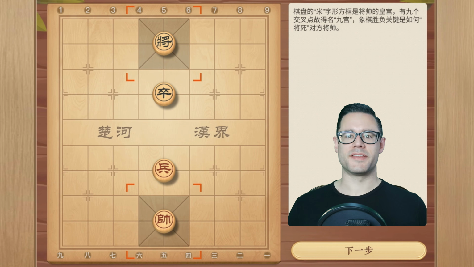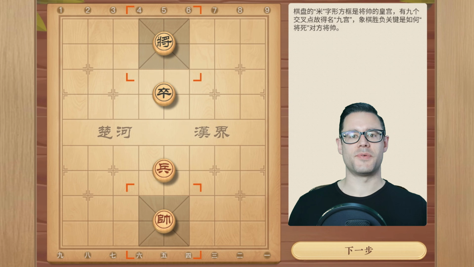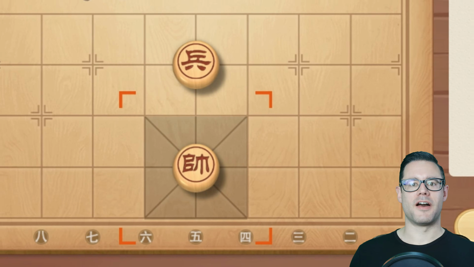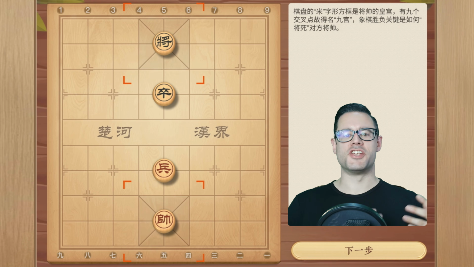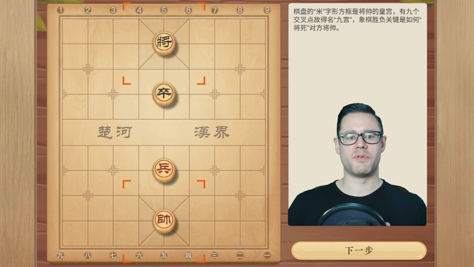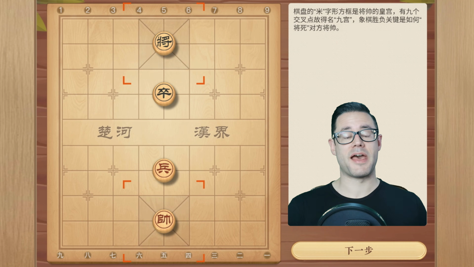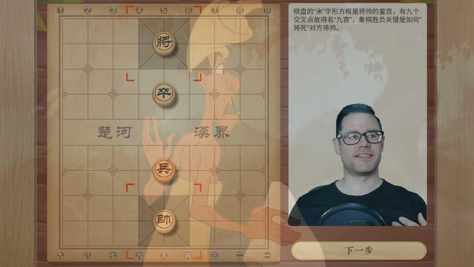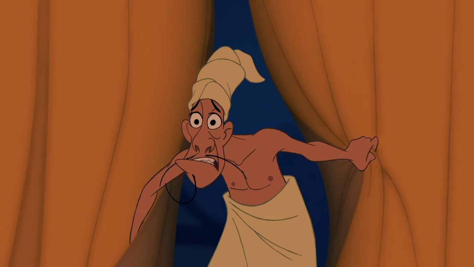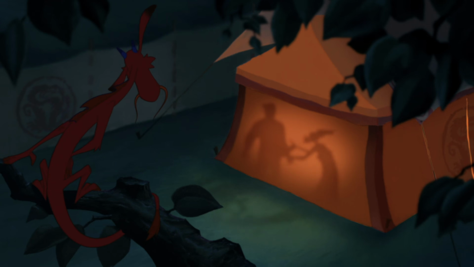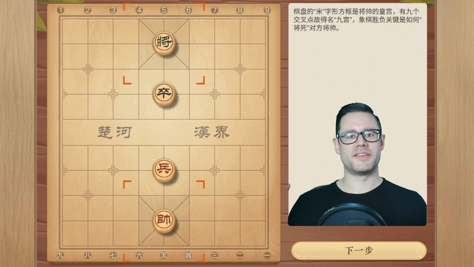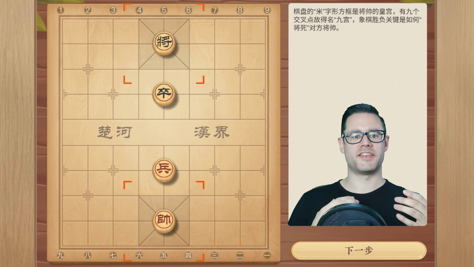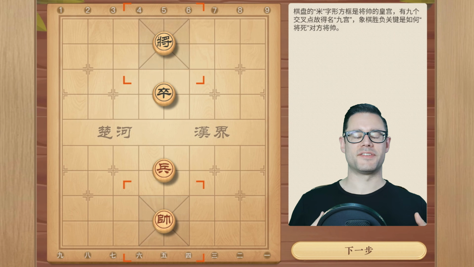The next feature that's also different from Western chess is known as the palace, and that's this box with diagonal lines on each side of the board. And the palace is where the general lives. The general and the advisors both stay in the palace. They can't leave the palace. I like to think of it as that tent from Disney's 1998 animated Mulan movie, where the general sits in the tent and conducts his business from there. And that's how it is in Xiangqi. In Chinese chess, the general stays in the palace and cannot leave.